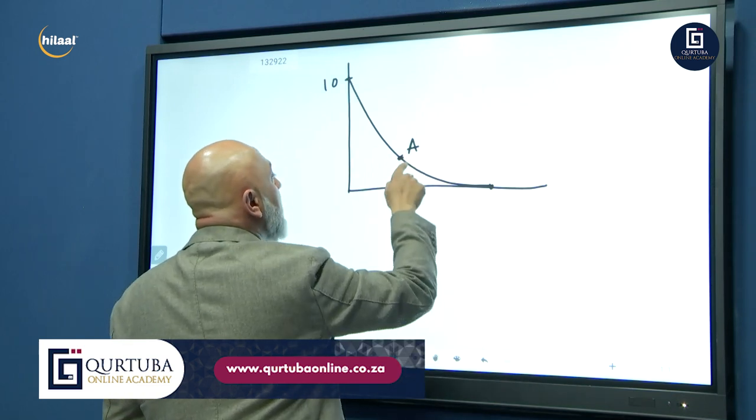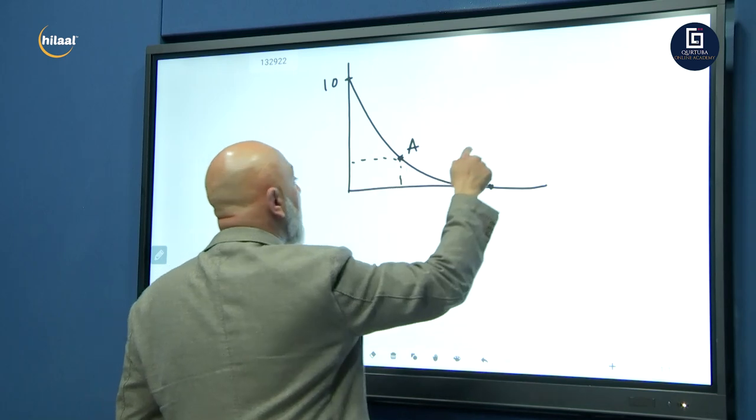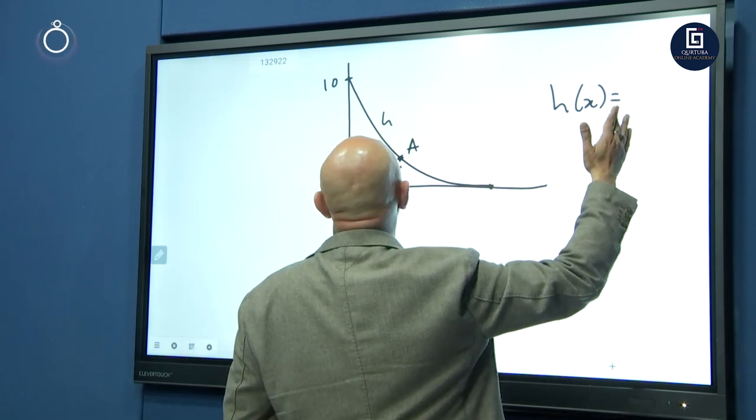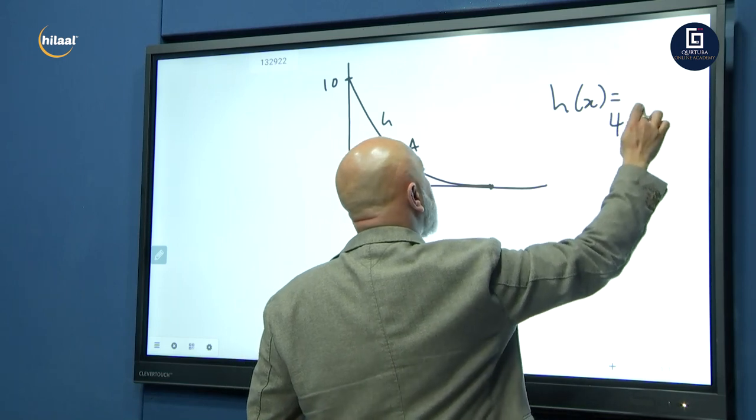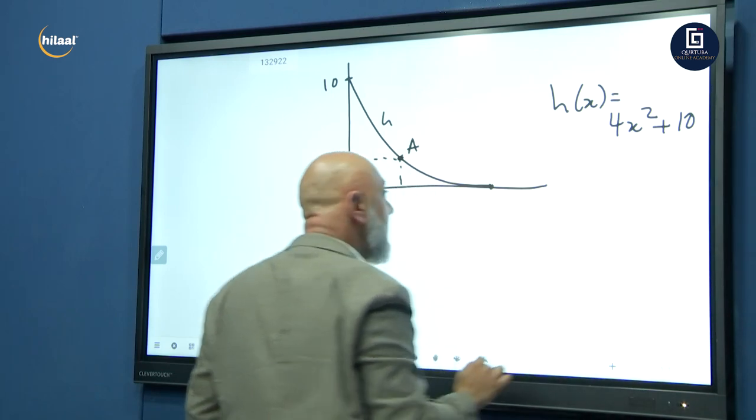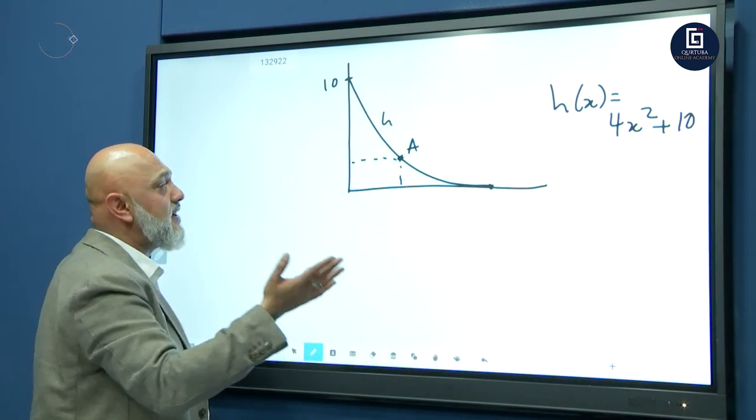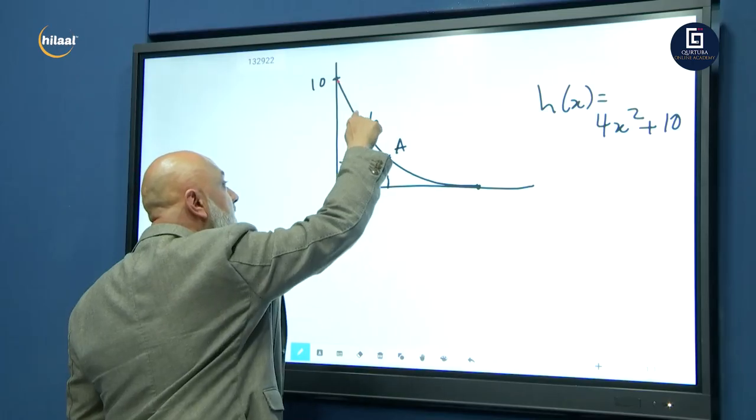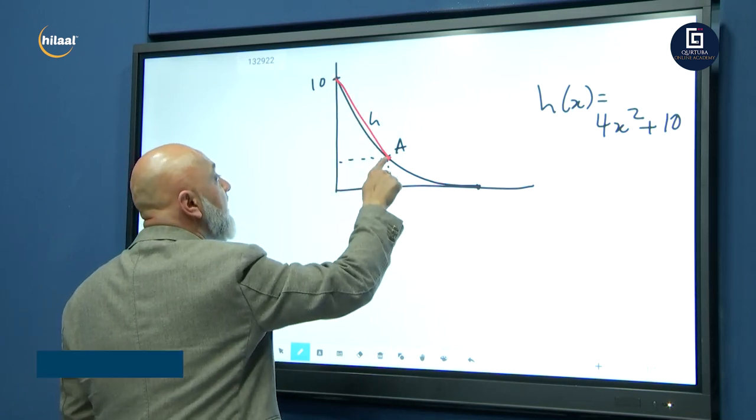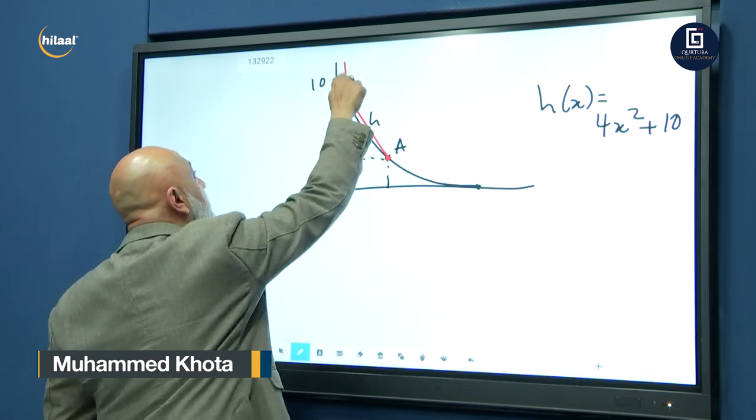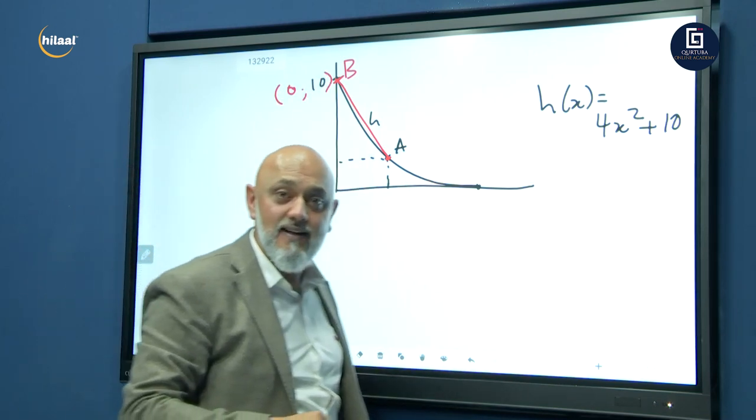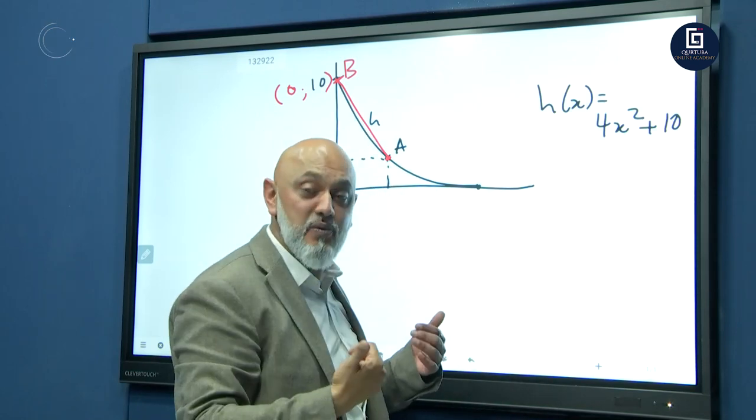So basically they're going to give you the equation of this graph. Let's say they call this graph H, and they tell you that H of x is equal to, just for example, 4x squared plus 10. Obviously, you don't know A's coordinates. If the question in the exam wanted the distance from there to there, and they said, find the maximum distance of AB, you've got B's coordinates, which are 0 and 10. You don't have A's coordinates. How are you going to do it? The reason why I showed you this one is exactly what we did in the previous one.